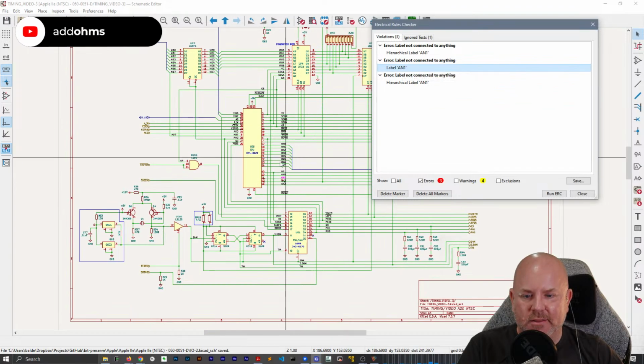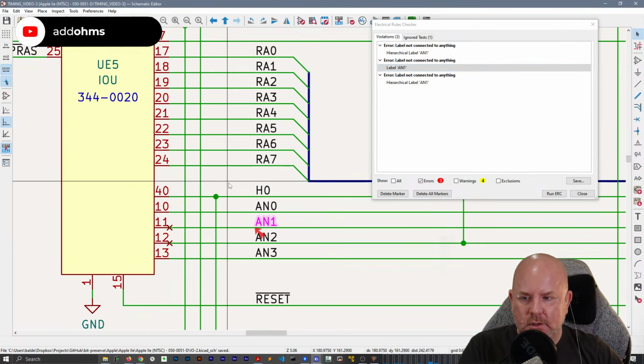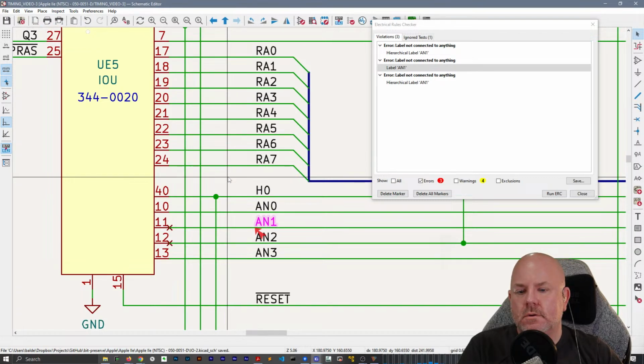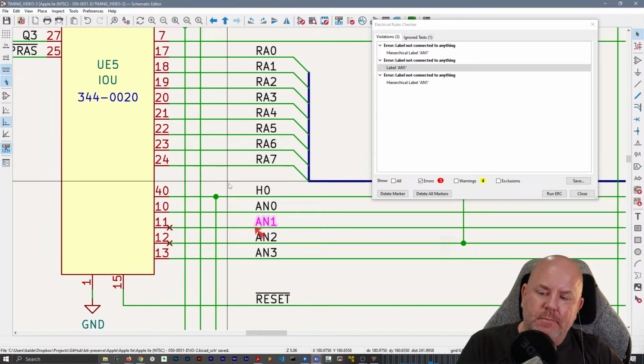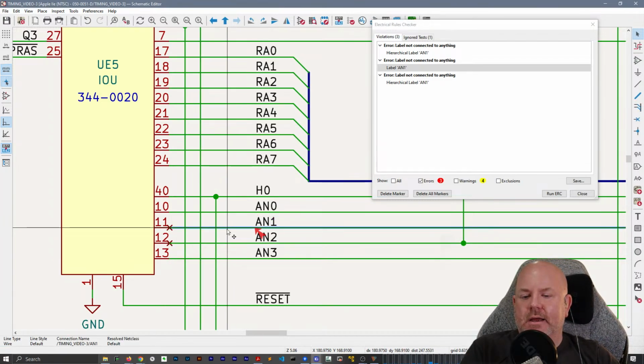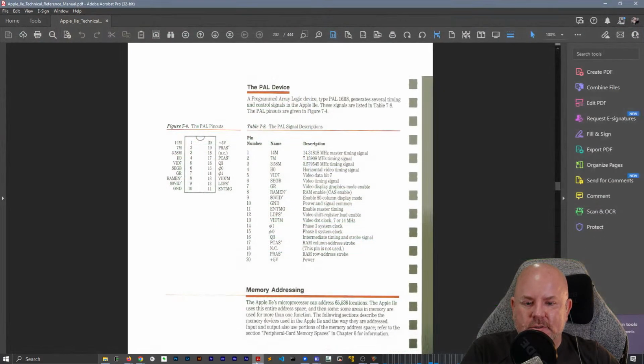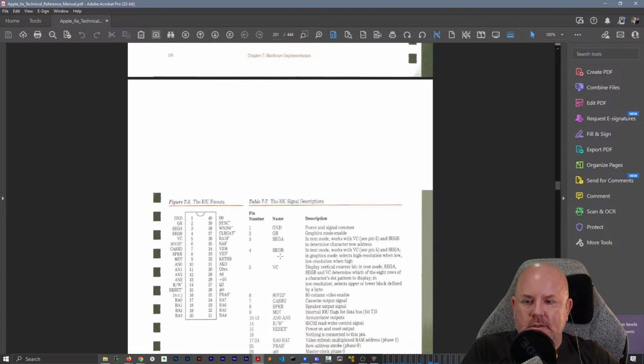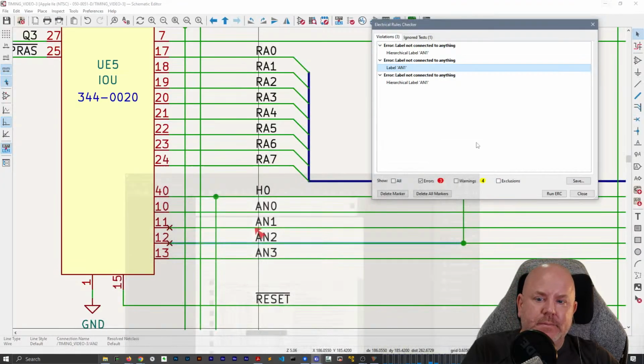Do you mean it's not connected to anything? I'm looking at it right there. Oh. Now, wait a minute. How can that be no connect? Oh, because this isn't the 2C. Right? Yep. That's what's going on.